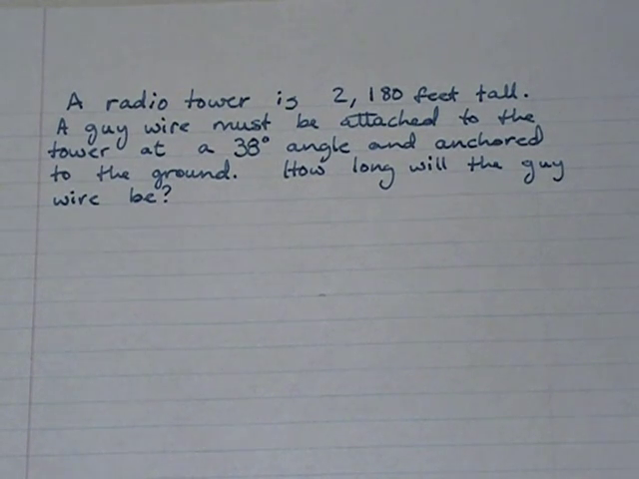A radio tower is 2,180 feet tall. A guy wire must be attached to the tower at a 38-degree angle and anchored to the ground. How long will the guy wire be?